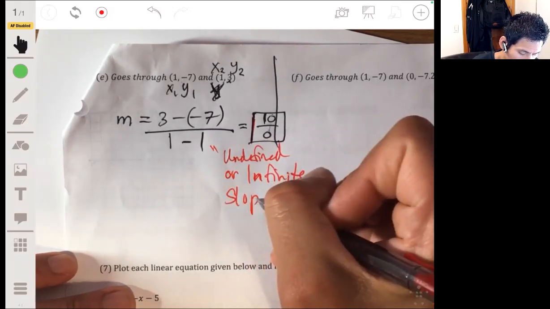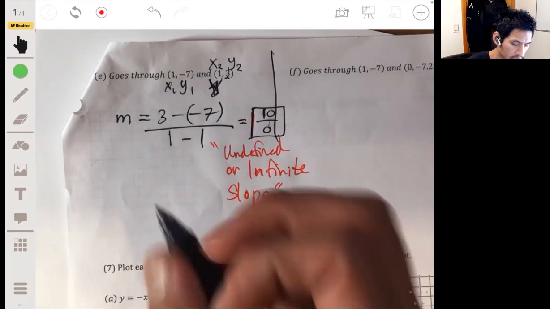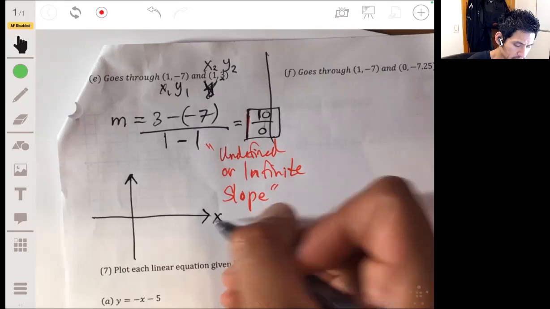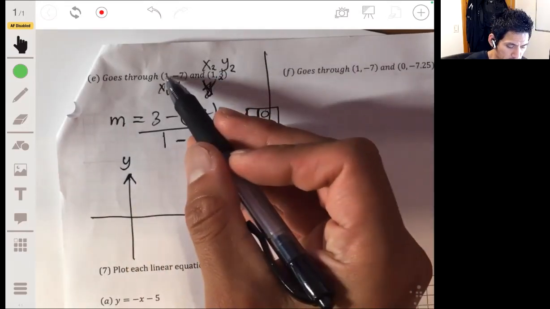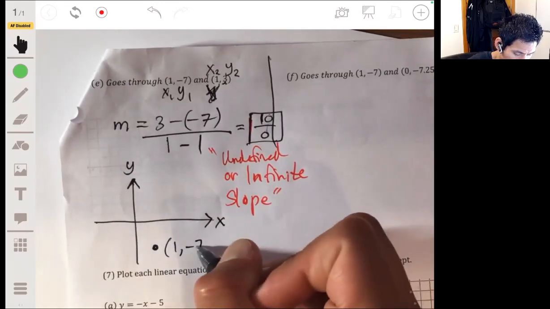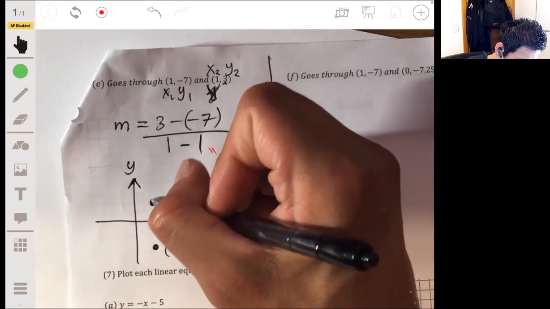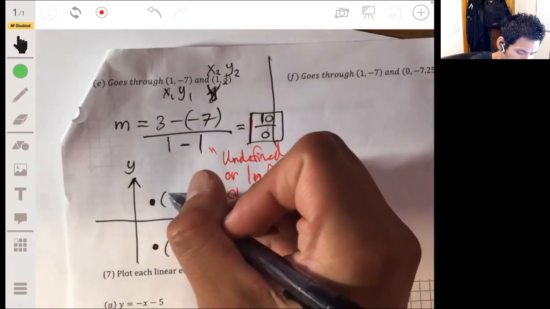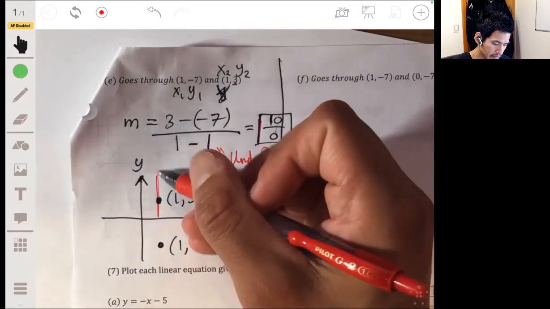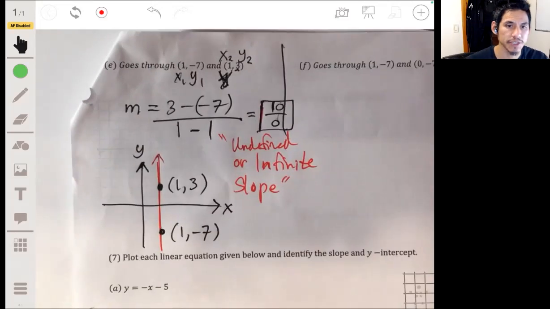It's one way to think of it, but it's basically just a vertical line, because you can just look at the points it goes through. It goes through 1, -7, and also 1, 3. So that means the points are above and below each other. You can always just graph and see, yeah, that makes sense. It's a vertical line, but this vertical line still has an equation.